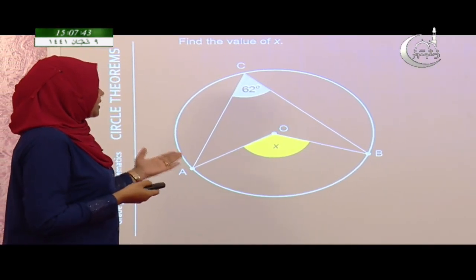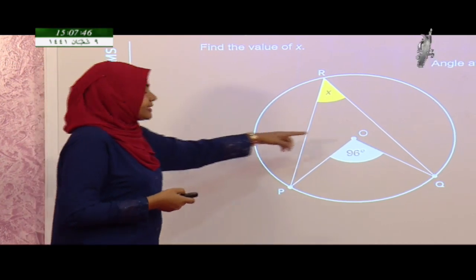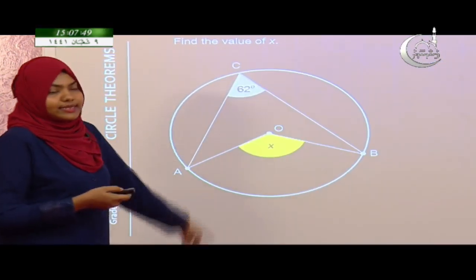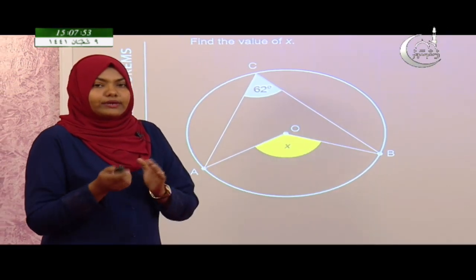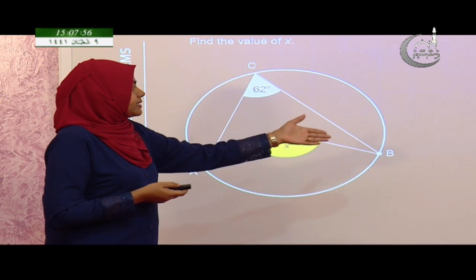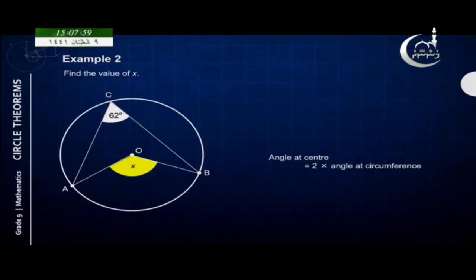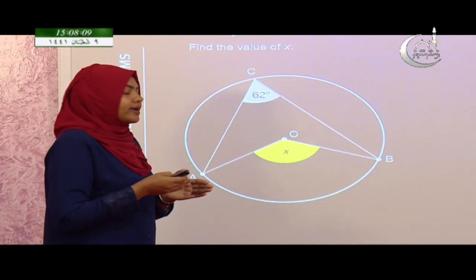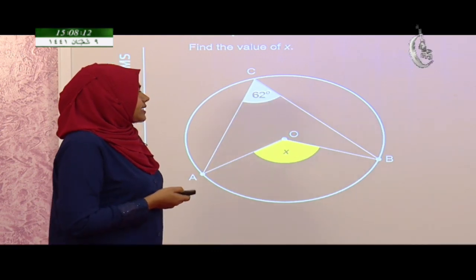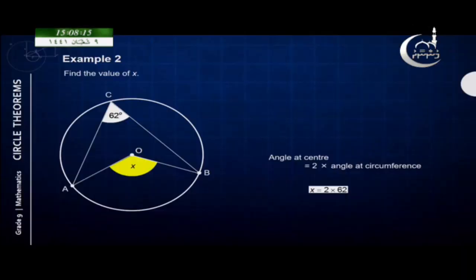This is another type of question. Look at the diagram. There is a difference. Here the center angle is given. In the next question the circumference angle is given. This time you have to do the working differently. Again it says angle at the center is equal to 2 multiplied by angle in the circumference. This time the circumference angle is given, and you are asked to find the angle at the center. So this time it is different. You have to multiply 2 and 62 to find the angle AOB, because this is the angle at the center. So the final answer is 124 degrees.